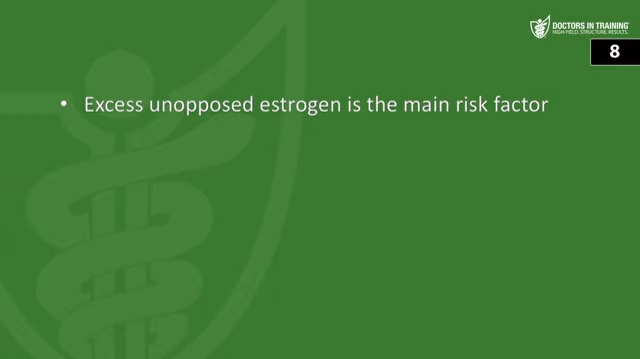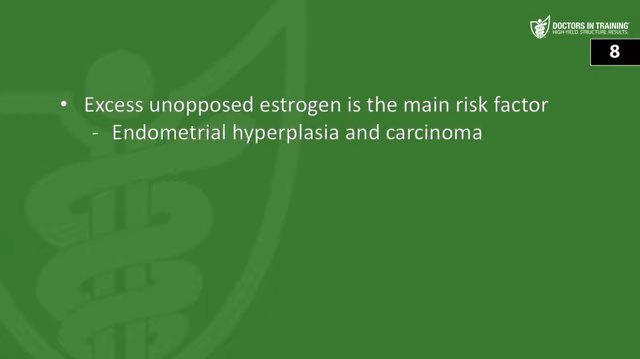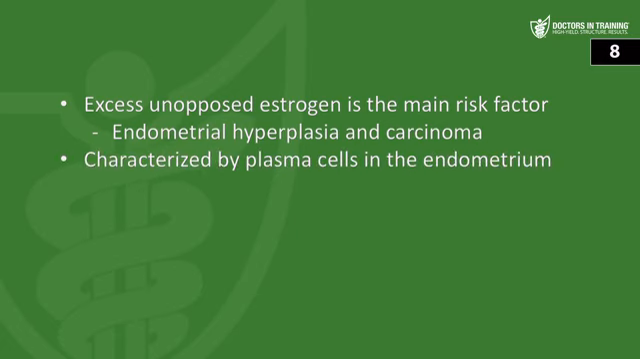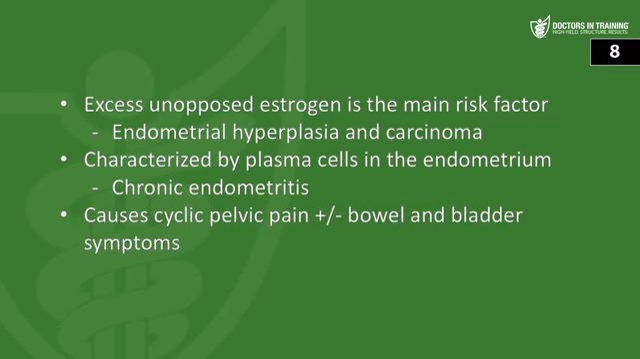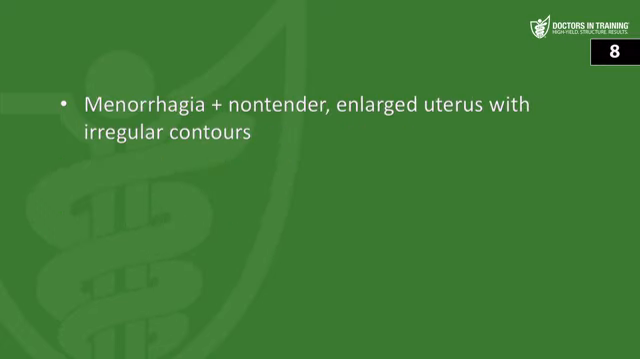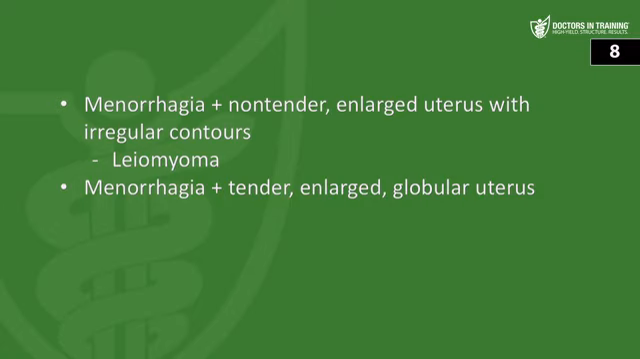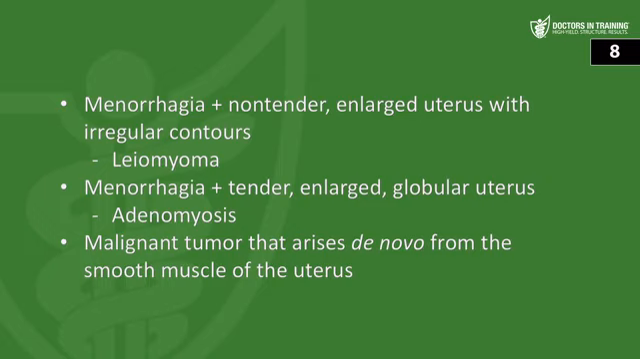What uterine pathology matches each of the following descriptions? Excess unopposed estrogen is the main risk factor. That's endometrial hyperplasia and carcinoma. Characterized by plasma cells in the endometrium, that's chronic endometritis. Causes cyclic pelvic pain, plus or minus bowel and bladder symptoms. Think endometriosis. Menorrhagia plus non-tender enlarged uterus with irregular contours, that one is leiomyoma, aka fibroid. Menorrhagia plus tender enlarged globular uterus, that's adenomyosis. Malignant tumor that arises de novo from the smooth muscle of the uterus, that's leiomyosarcoma.